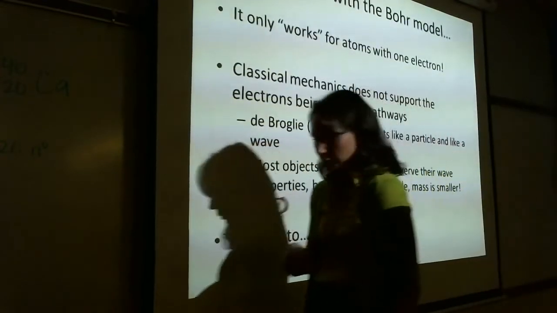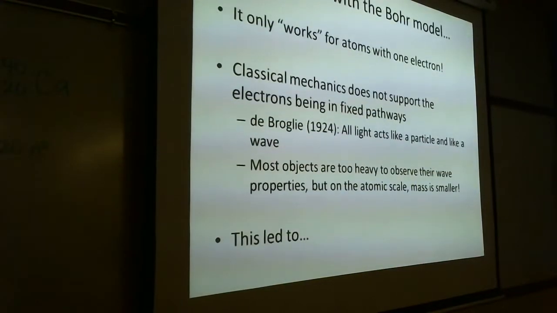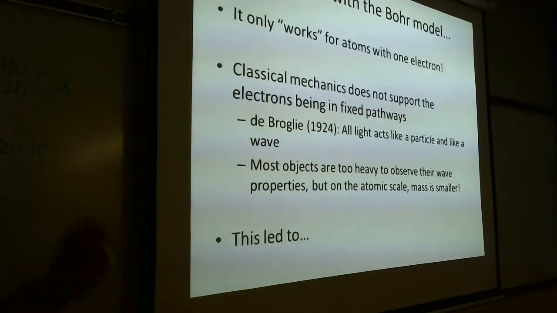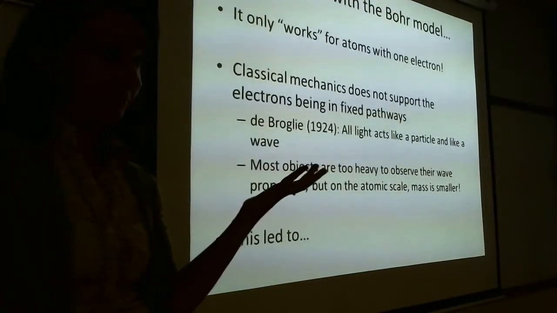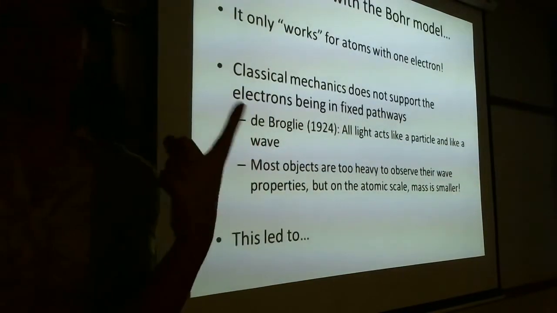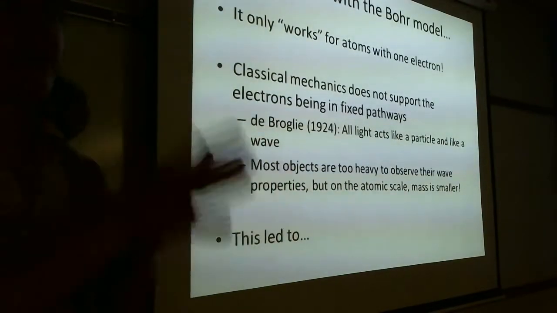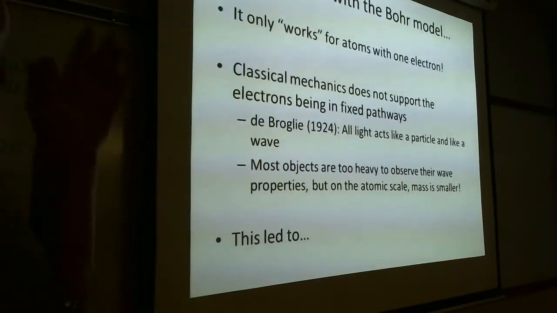So Bohr's model had some fatal flaws as well, and the primary one is that it works for atoms with one electron, i.e. hydrogen, right? If you've got one electron, this model works great, but that only accounts for one element, right? When you start adding that second electron, now there are all kinds of interactions between those two electrons that are not factored into Bohr's model.